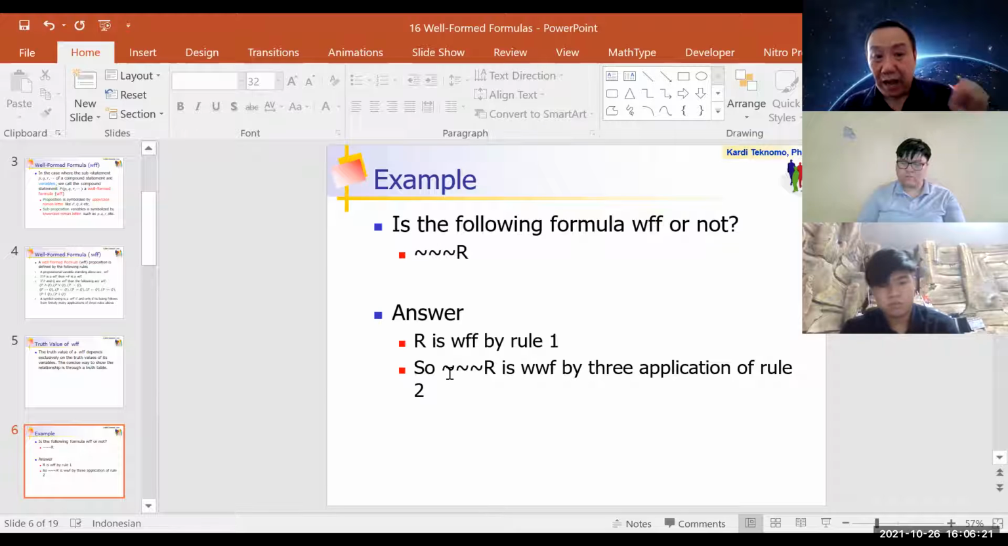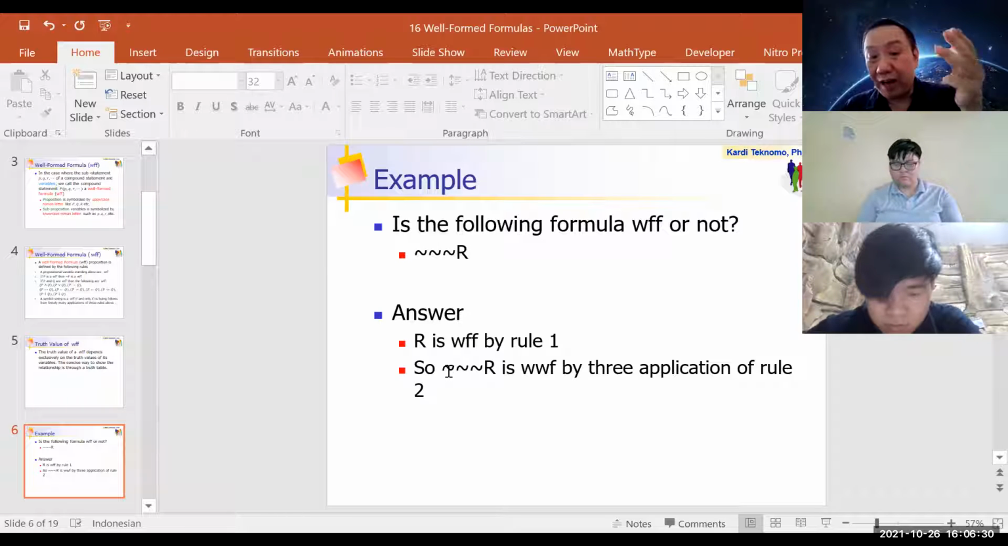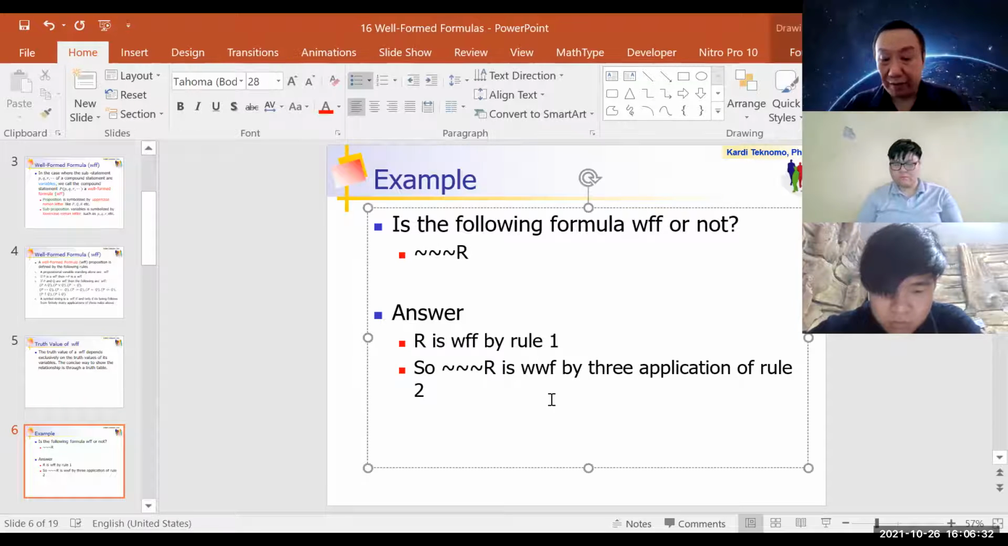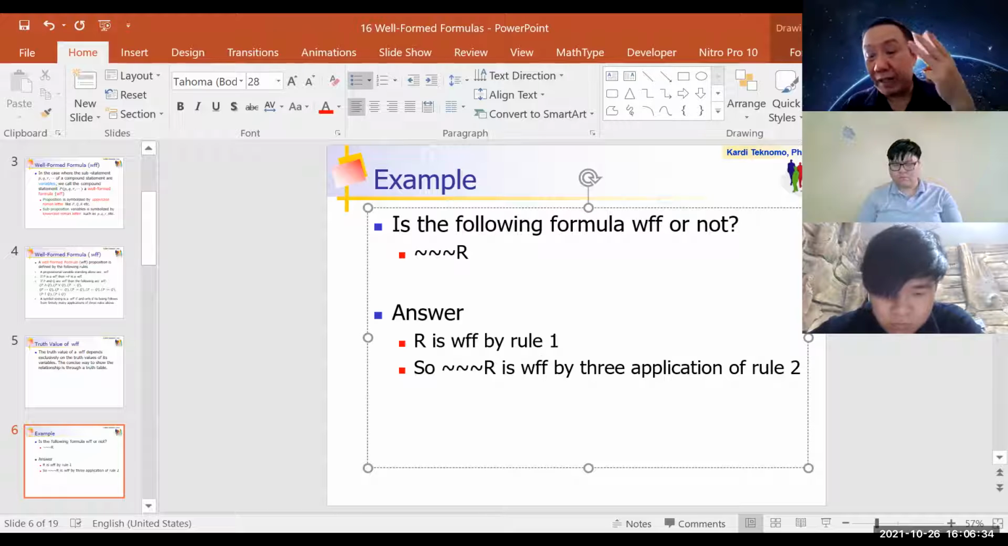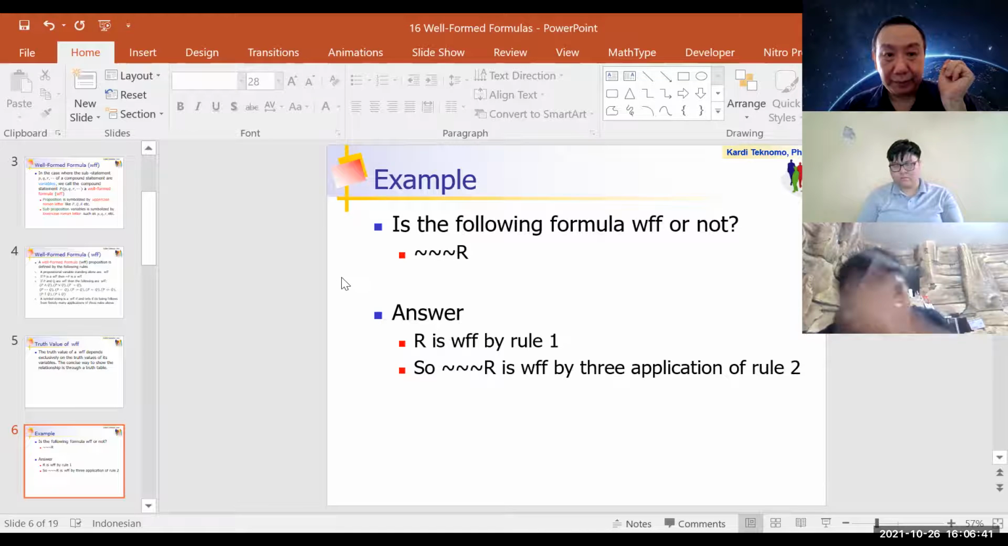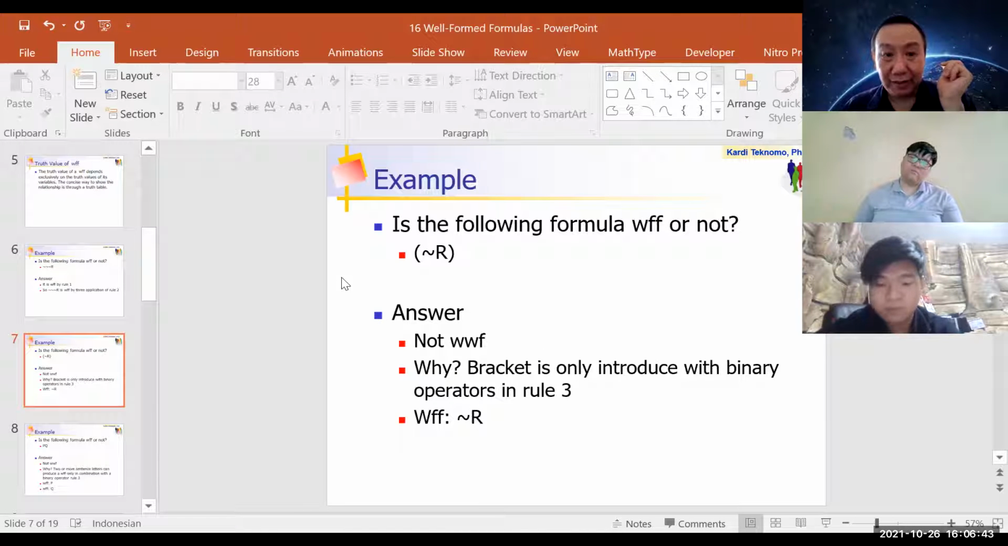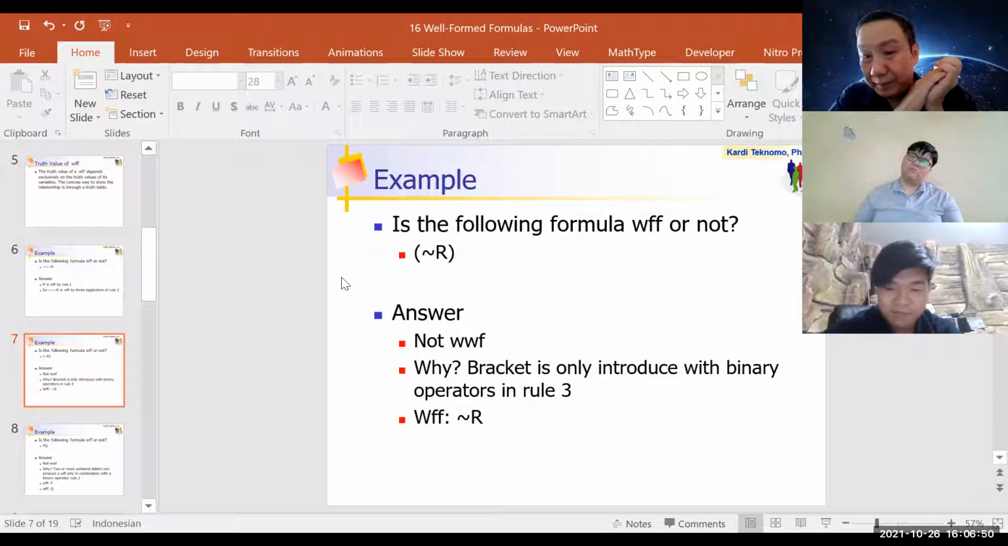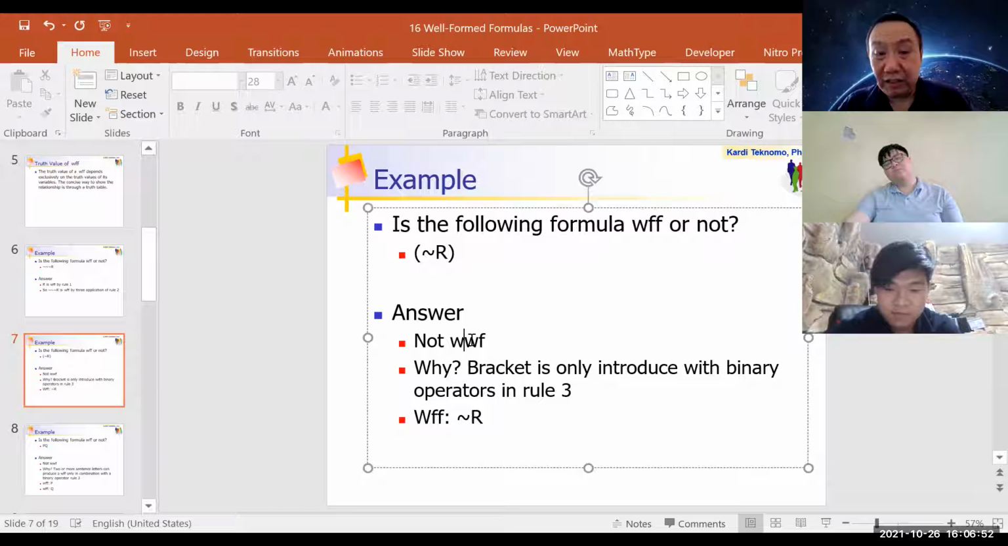So R on itself is a WFF by rule one, right? So then what is that? Not not not of R is again a WFF, by three applications of rule two. Next, how about this? Not R, but with the parenthesis, is it a WFF or not? The answer is it is not.